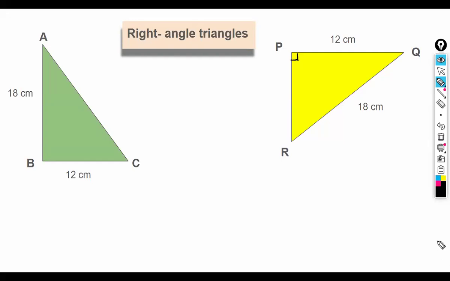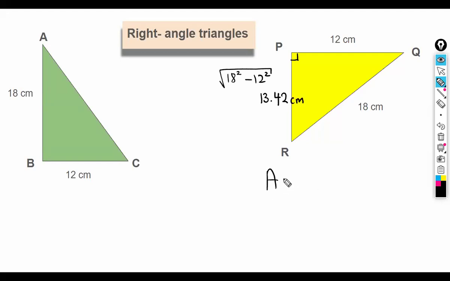I'll show you plenty of different ways we can work this out and get the same basic answer. To find the length of PR, it will be 18 squared minus 12 squared, and we square root that. When we square root that, we're getting 13.42 to two decimal places.